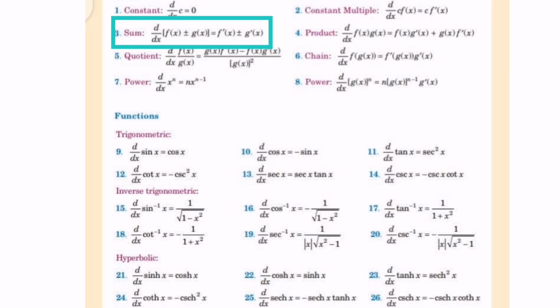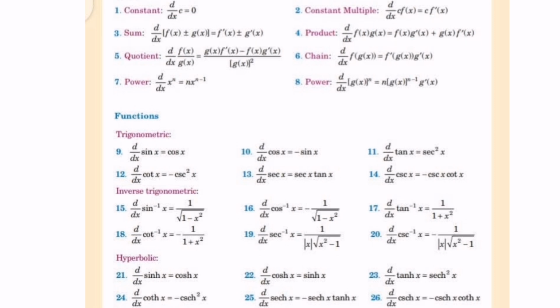Product rule. Product rule is used when two functions are in the form of product. Derivative of f and g is equal to f times derivative of g plus g times derivative of f.